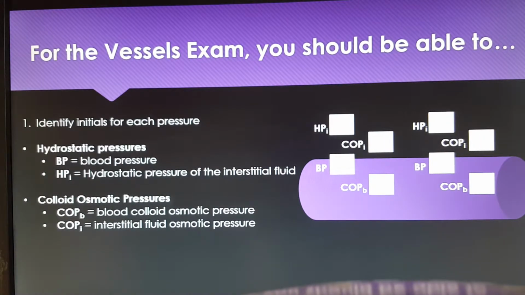So first, identifying your initials. So BP is for blood pressure, HPI, hydrostatic pressure of your interstitial fluid. Your colloid osmotic pressures, your COPB, that's your blood colloid osmotic pressure. And then for your interstitial fluid, so ICOP.